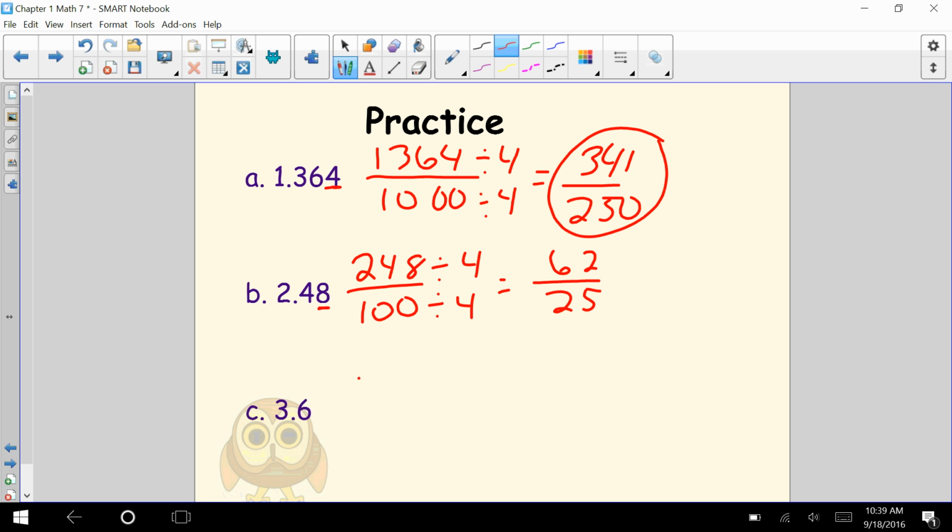And 3.6, write it without the decimal. Place value of the last digit is tenths. Divide to simplify. 2 goes into both of these. So I get 18 over 5.